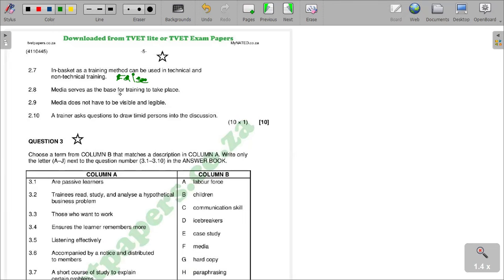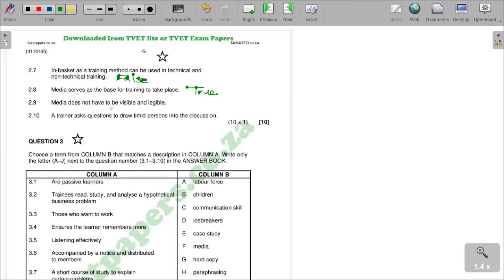Media serves as the base for training to take place. Right. Media act as a base for training. That's a true statement. When we're talking about media, we're talking about tools that can be used to facilitate training. We have media like whiteboards. We also have objects that can be used for demonstration. We also have pictures, graphs, etc. Those are what we call media, right?